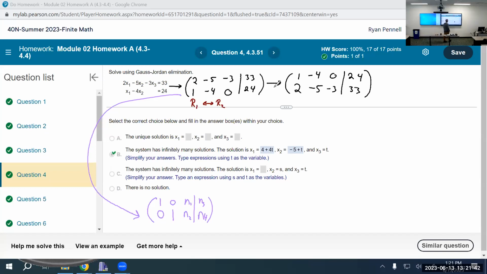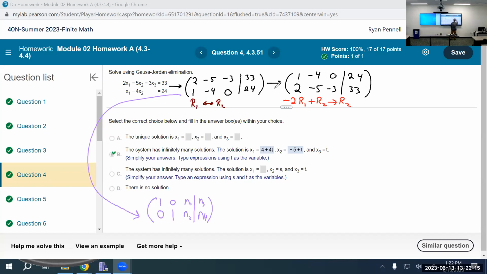Okay, so I want that 2 to be a 0. How am I going to do that? I'm going to do -2 row 1 plus row 2 becomes row 2. I think that would do it. That would turn that 2 into a 0. -2 times 1 is -2, plus 2 is 0. Okay, it should work.